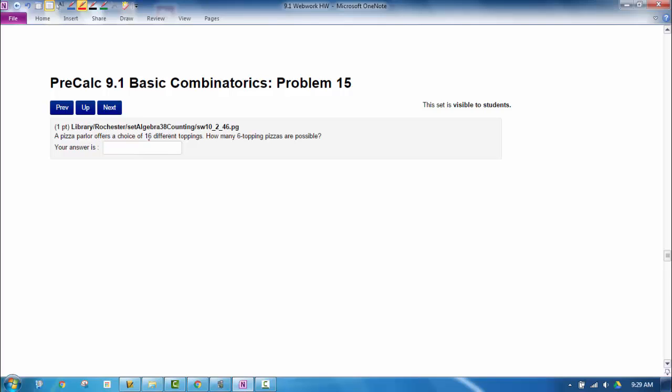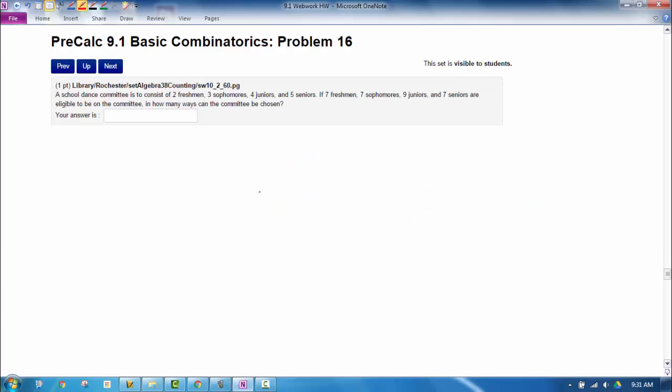Next problem says a pizza parlor offers the choice of 16 toppings. How many 6 topping pizzas are available? We're choosing then 6 from 16, where your order doesn't matter. And so that's a combination. You get 8,008.